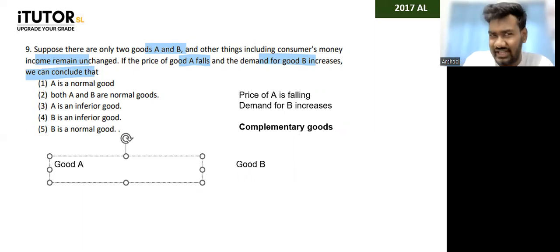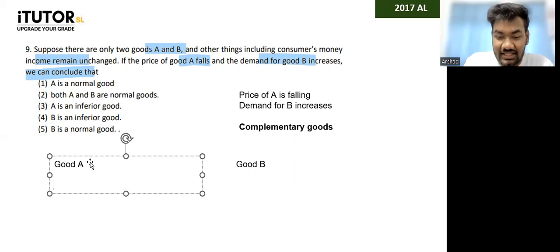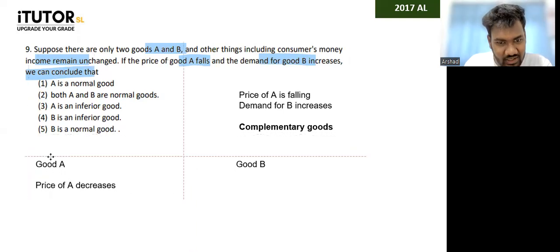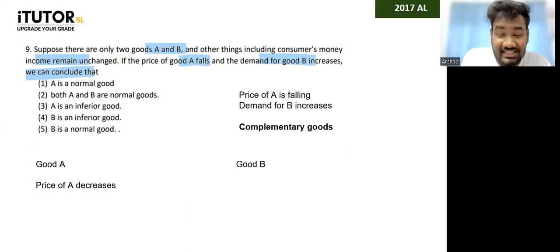His income has not changed, the consumer's money income has not changed. The price of A decreases. Please, can you tell me, when the price of A decreases, what happens to the consumer's real income? Let's say there is a consumer who is buying A and B both. Now A has become cheap. So what happens to his real income, or in other words, his purchasing power now? Has it increased or has it decreased?